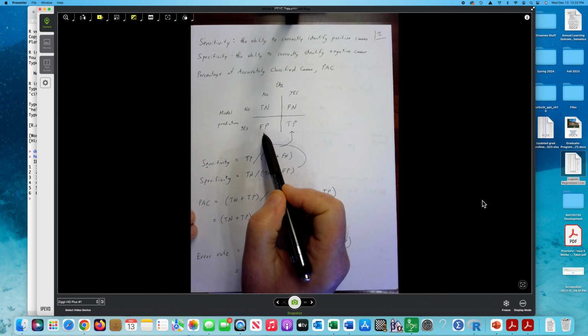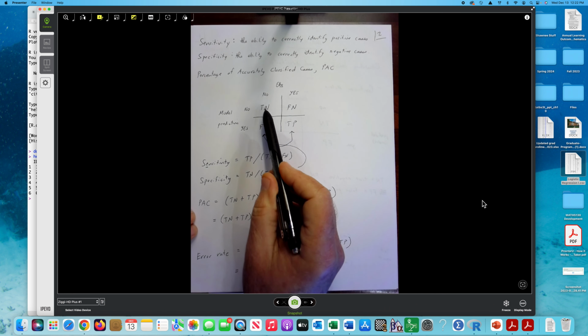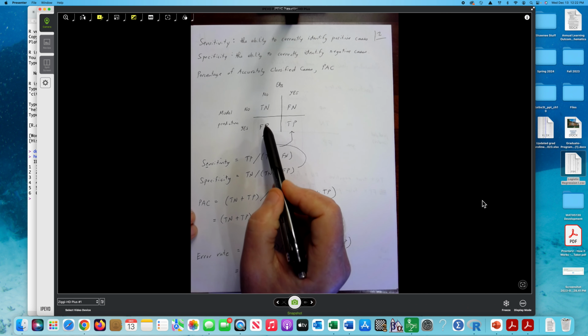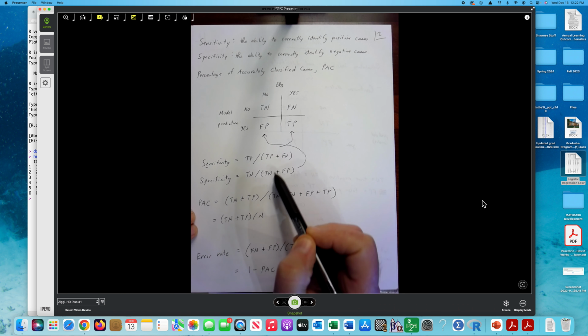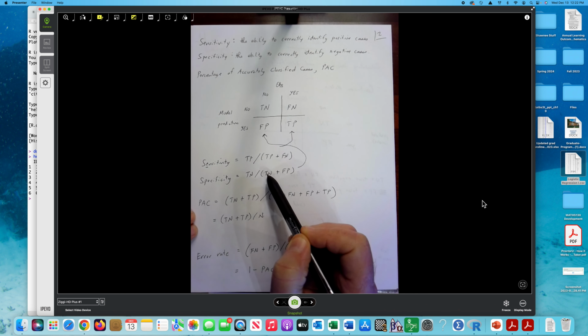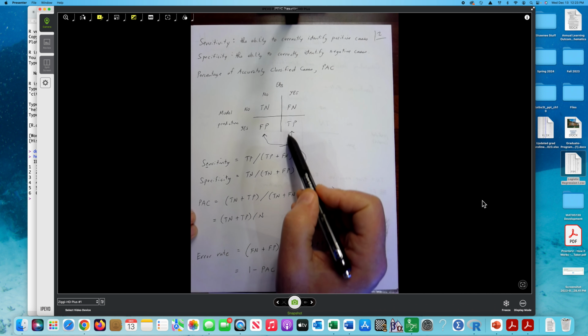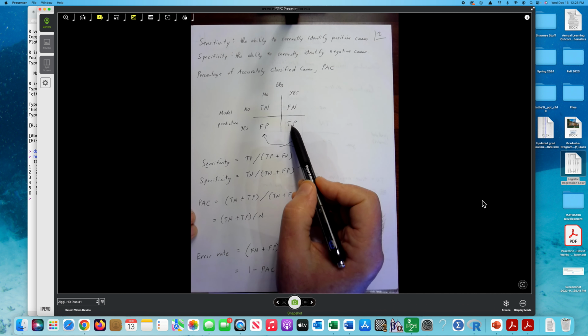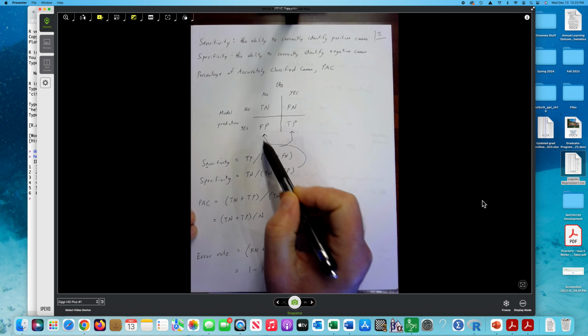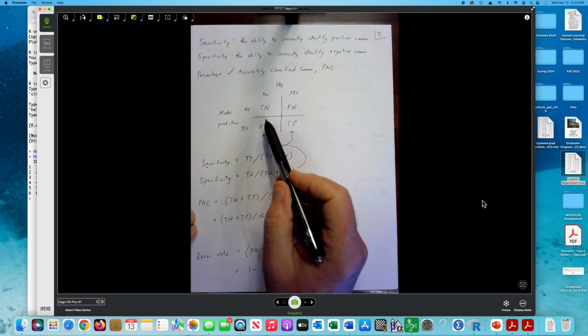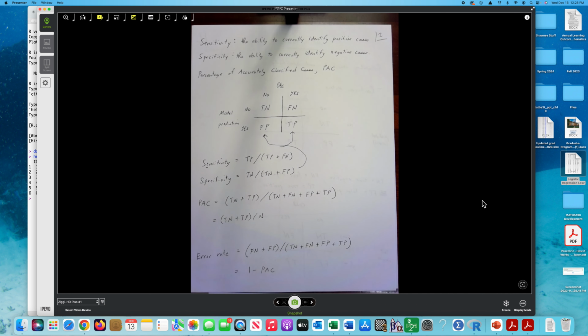Specificity focuses on the first column. It's the true negatives divided by the true negatives plus the false positives. I don't even remember it in terms of true negatives and false positives. I just remember sensitivity goes to the last column, bottom number divided by this number plus this number. Specificity goes to the first column, this number divided by this number plus this number. That's the way I remember it.